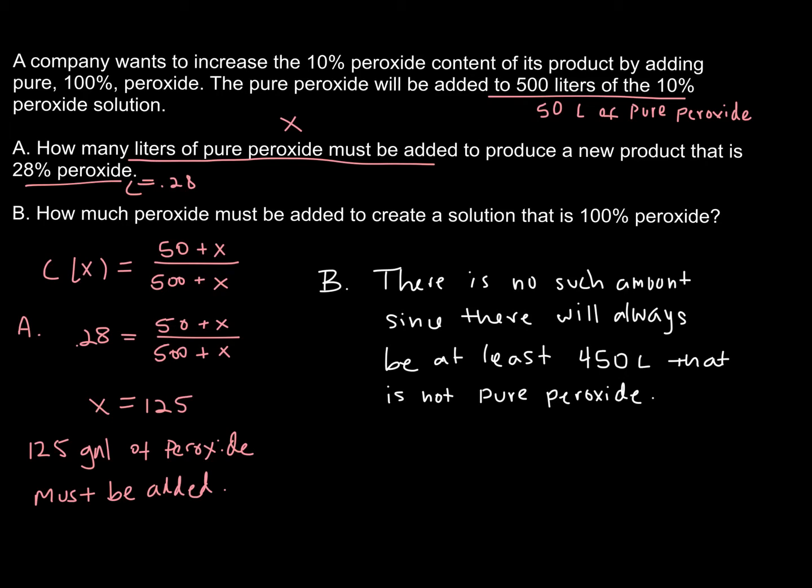There is no amount of pure peroxide that would create a 100% solution. We discussed this today in class. The reason is that there's always going to be this 450 liters that is not pure peroxide. So no matter how much I add, I'll get very close to 100 even if I add a very large amount, but I'll never quite be able to get there.